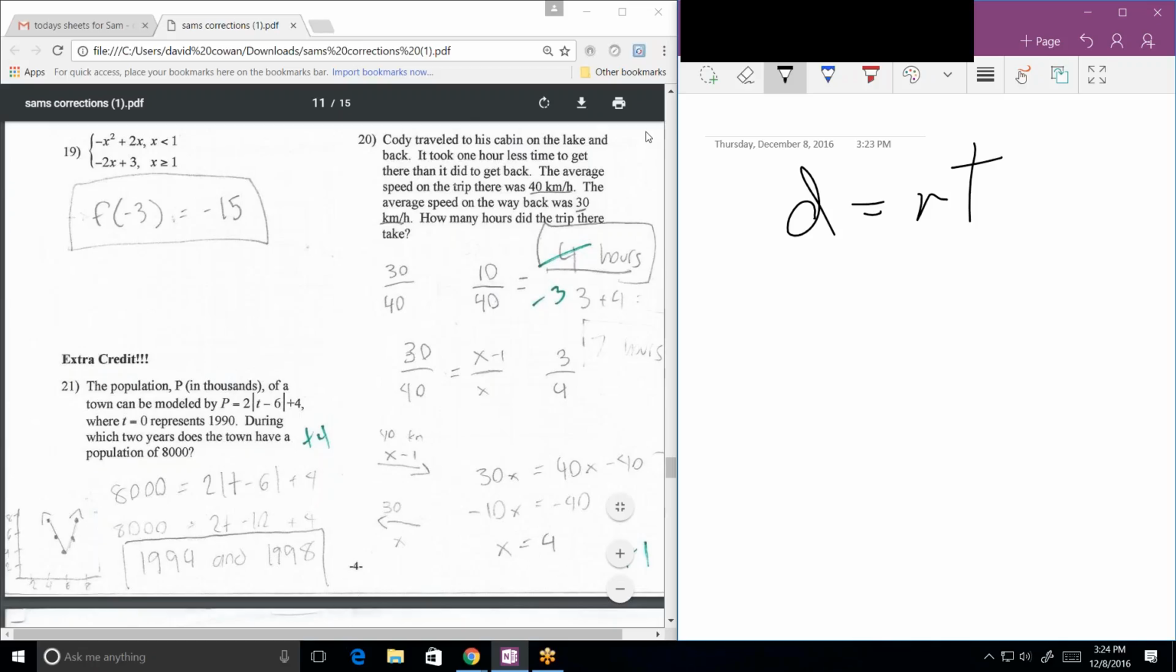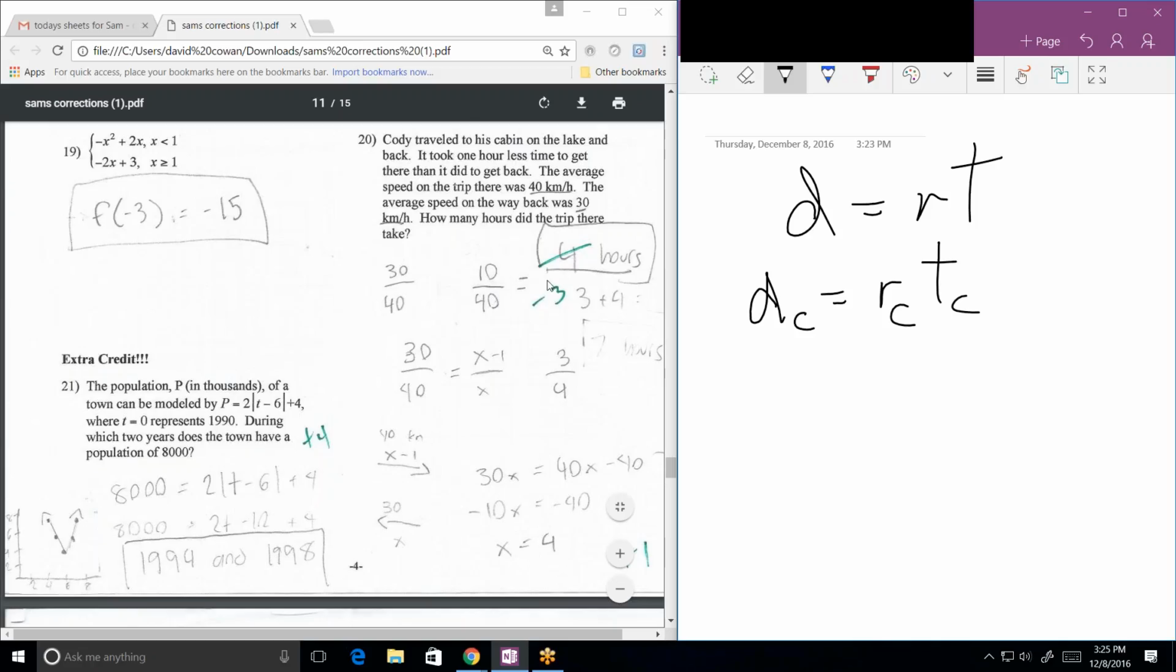Okay. All right. Now, let's see. So he traveled to the cabin on the lake and back. Well, that means the distance is to the cabin and back. So let's call the distance to the cabin equals the rate that he was going to the cabin times the time it took him to get to the cabin.